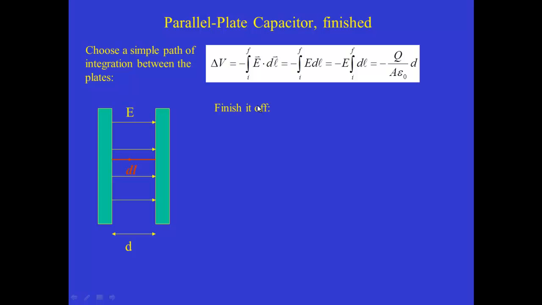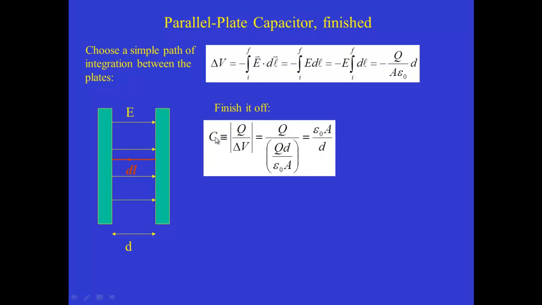So we're ready to finish it off. The only thing we have to do is plug back into the expression that defines the capacitance as Q over delta V. So the numerator is Q, the denominator is Q d over A epsilon 0. When we take the absolute value, the sign goes away. So the Q drops out just as I said it would, and we get epsilon naught A over d, a result that depends only on the size through A, and then the shape or the arrangement of the conductors, and that has to do with the spacing d. So this is a familiar result for an empty parallel plate capacitor.